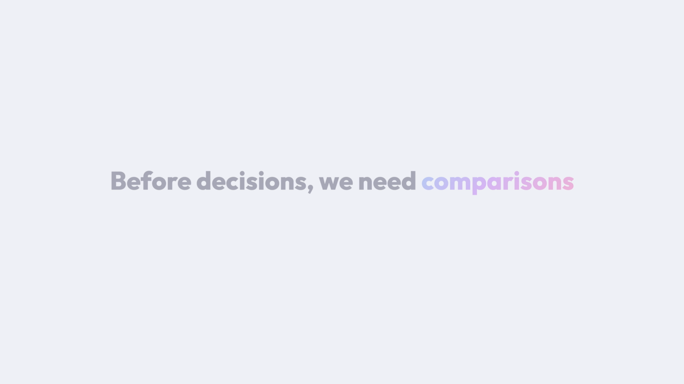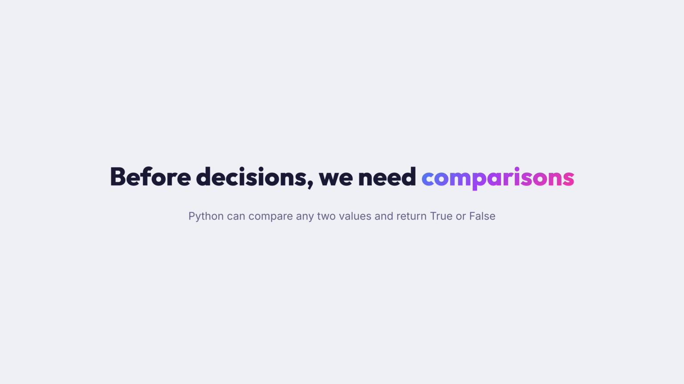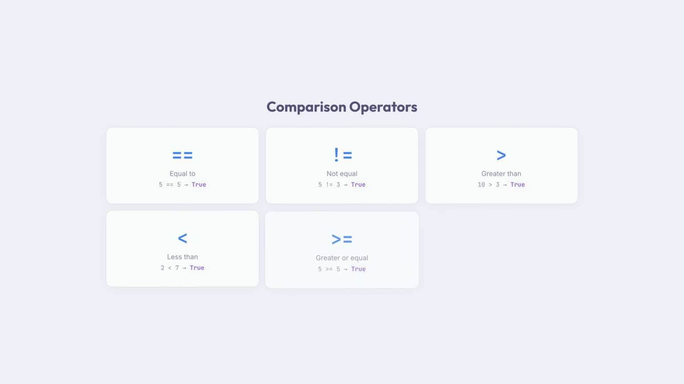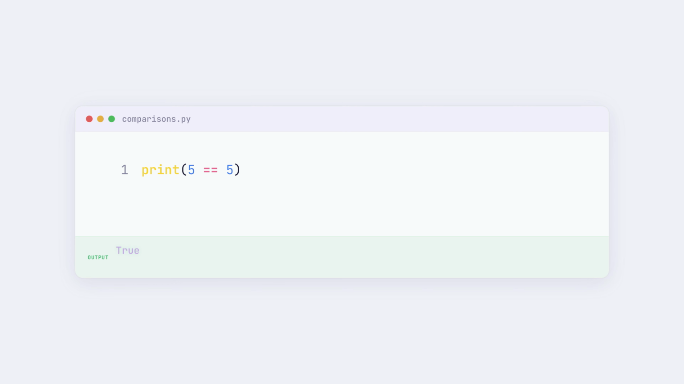Before we can make decisions, Python needs a way to compare things. Are two values equal? Is one bigger than another? That's what comparison operators do. Here are the 6 comparison operators. Double equals checks equality. Exclamation equals checks inequality. Greater than, less than, greater or equal, and less or equal. Each one returns true or false. Try it yourself. Type 5 == 5 into Python. You'll see True. Now try 5 == 3. That's False. See how Python evaluates each expression instantly.